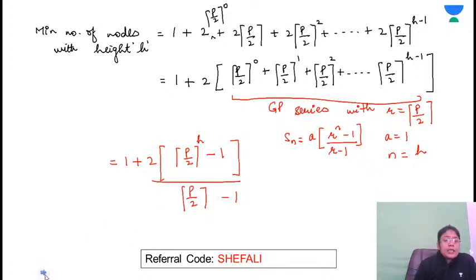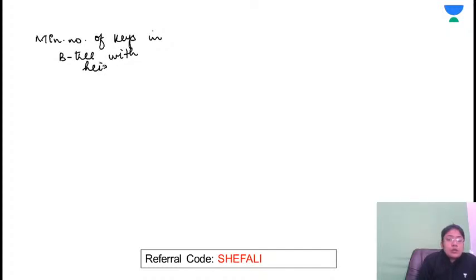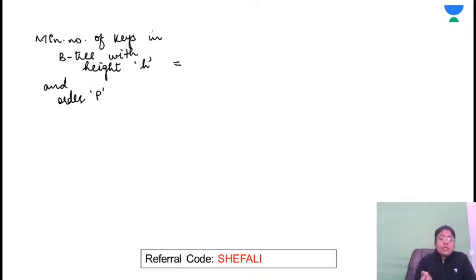So similarly, quickly return the formula for minimum number of keys in a B tree with height h. Minimum number of nodes we have calculated. Minimum number of keys in a B tree with height h and order p. Minimum number of keys we have already calculated.